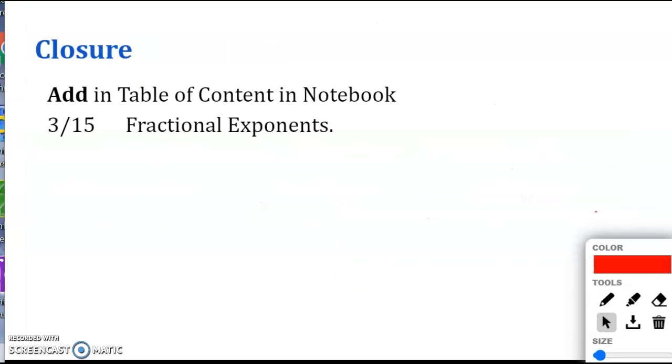And that is it for today. As on your table of contents, what we covered was fractional exponents. Thank you for listening.